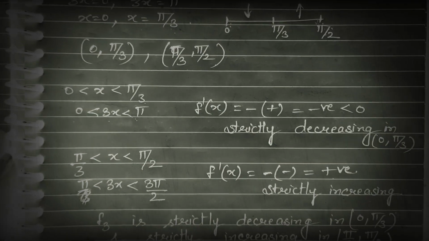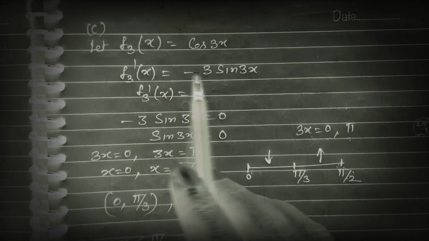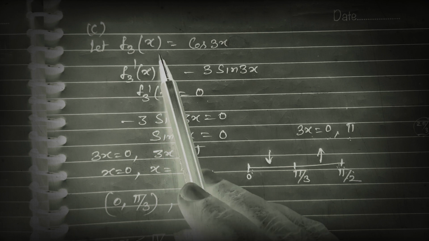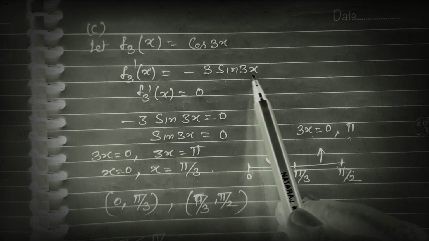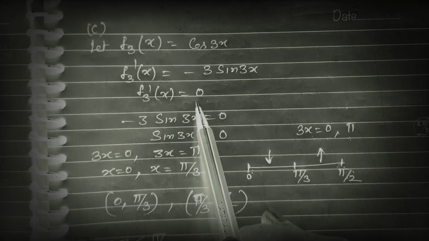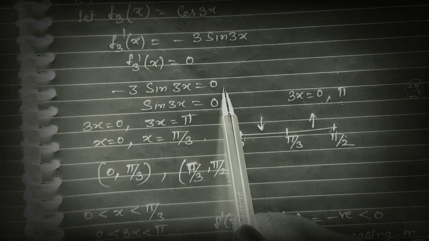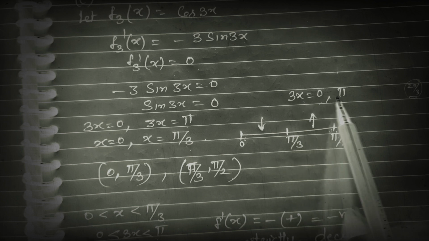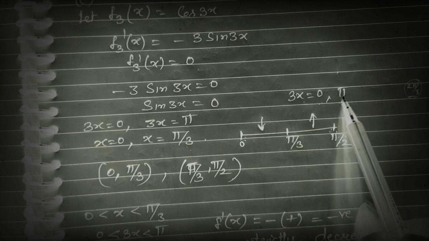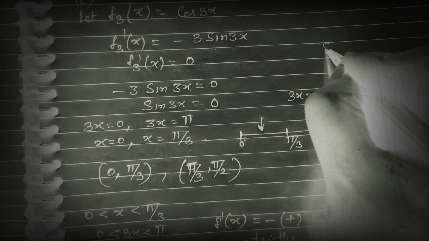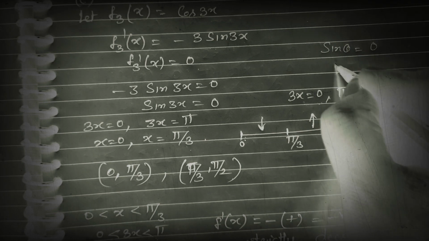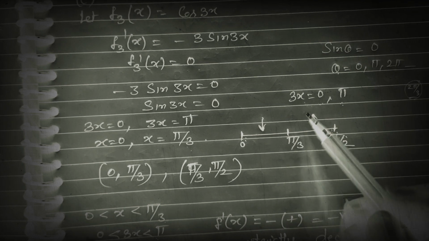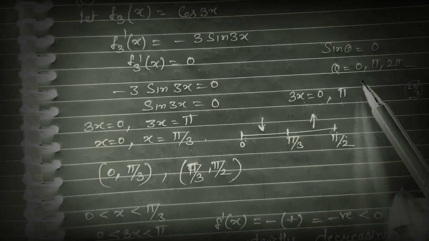Now come to the third part. Suppose f3(x) is equal to cos 3x. I am taking function f3(x) here. So take its derivative. It will be minus 3 sin 3x. Then we will put this equal to 0. If minus 3 sin 3x is equal to 0, then 3x will be 0 or pi, or you can take 0, pi, 2 pi. We know that sin theta is equal to 0 when theta is equal to 0, pi, 2 pi, 3 pi and so on. But here the interval is from 0 to pi by 2 only.